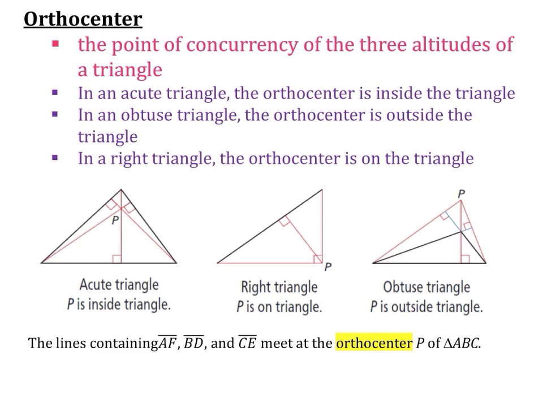And then here's what we know about the concurrency points of the 3 altitudes of a triangle. It's called an orthocenter. In the acute triangle, the orthocenter is on the inside of the triangle, as you can see in this picture here. In an obtuse triangle, the orthocenter is on the outside, as you can see here. And then in a right triangle, the orthocenter is on the triangle, and it's actually where the right angle is. So the lines containing AF, BD, and CE for each of our pictures meet at the orthocenter called P of triangle ABC.